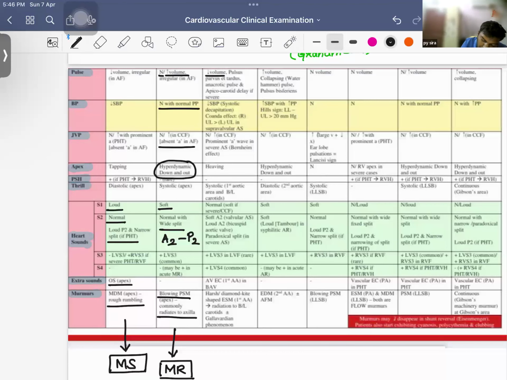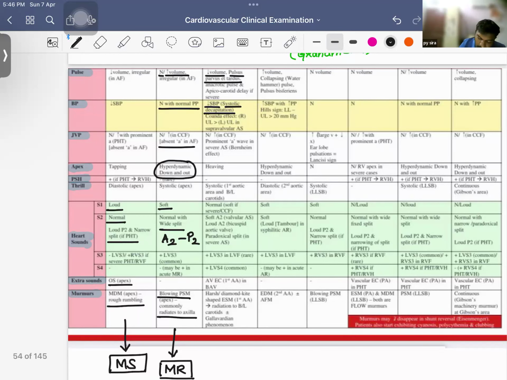Okay, then the third patient is going to come to you where the patient is having a low volume pulse, pulsus parvus et tardus. Okay, and the patient will have a low systolic BP that is called as systolic decapitation phenomenon. So systolic decapitation, there will be a low systolic blood pressure. Okay, so it will be a narrow pulse pressure with a low systolic blood pressure. Okay, so this is very, very important.